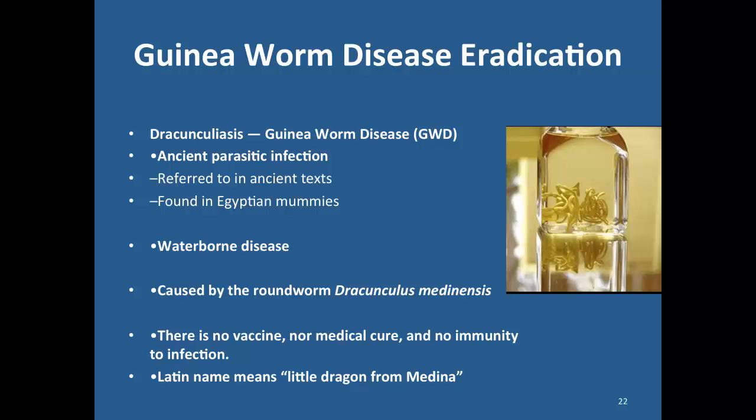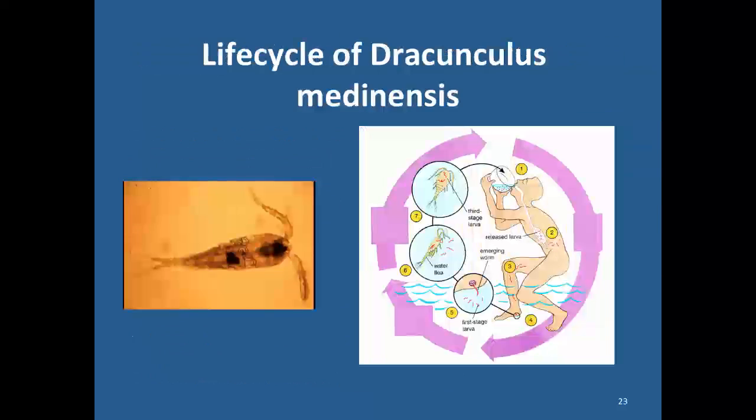It is a waterborne disease rather than respiratory or fecal-oral. This one is spread in contaminated pools of water, and I'll go into detail a little bit more, but it's caused by a roundworm. You don't need to know the name of the specific species. There is no vaccine, as I mentioned before, nor is there a medical cure. There are no drugs available, and there's no immunity to infection. So how do you actually get rid of this disease?